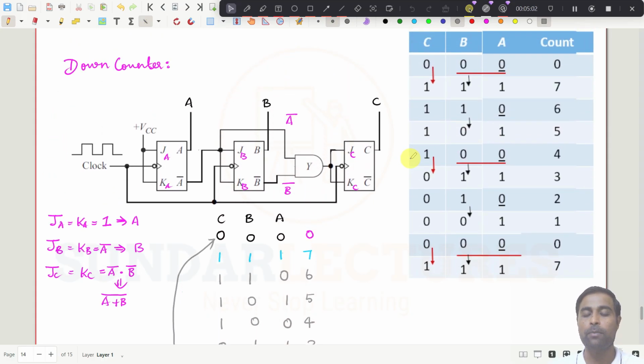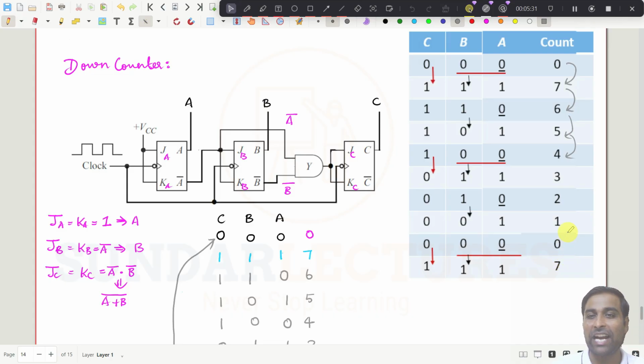If you give one clock pulse, assume that you have 0, 0, 0 in the output. If you give one clock pulse, it goes to 7. And if you give another clock pulse, it comes to 6. If you give another clock pulse, it will give you 101, that is 5. I'm saying it 5, but you will get it as 101. And if you give another clock pulse, it goes to 4, 3, 2, 1 and 0. Again, if you give another clock pulse, again it goes to 7.